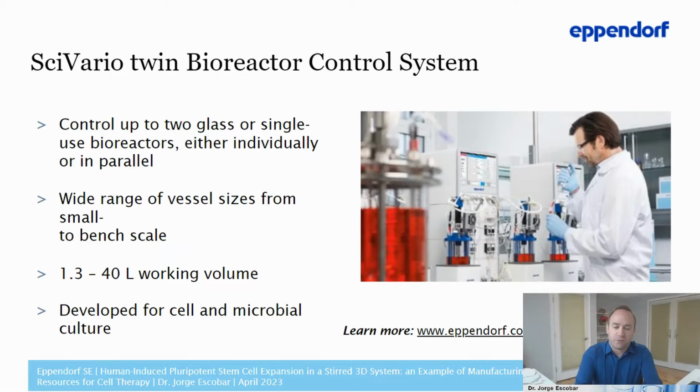So let me first introduce the Cyberio. The Cyberio Twin bioreactor control system is our newest controller. It is capable of controlling 2 single-use glass bioreactors, either individually or in parallel, and using a wide range of bioreactor sizes with a working volume from 1.3 to 40 liters, for either microbial or cell culture configuration.